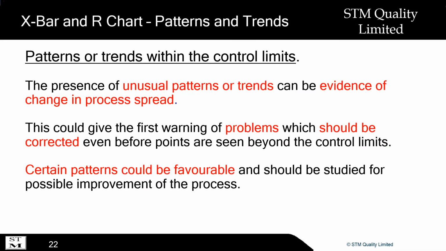Patterns or trends within the control limits. The presence of unusual patterns or trends can be evidence of change in process spread. This could give the first warning of problems which should be corrected even before points are seen beyond the control limits. Certain patterns could be favourable and should be studied for possible improvement of the process.